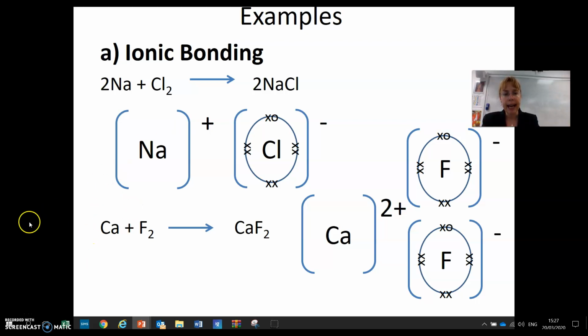And here we have, just to extend you a little bit, calcium. We have 2 electrons in the outer shell, so one calcium electron is going to go to one fluorine atom, and the other calcium electron is going to go to the other fluorine atom to form a fluoride charge.